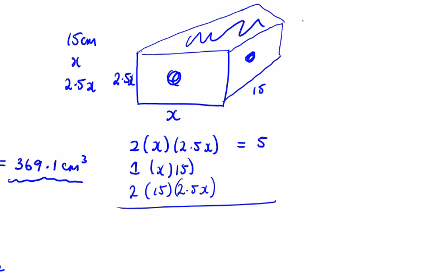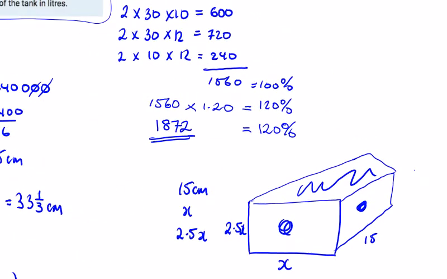So what do these give? 2 by 2.5 is 5, so 5x squared. 1 by x by 15. Be careful, it's not 2, so it's 15x. And we have 2 by 2.5, 5, by 15 is 75x. 5x by 15 is 75x. So we have 5x squared plus 90x is equal to 440.